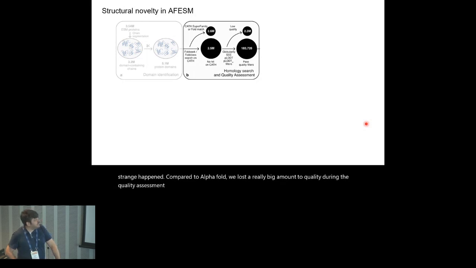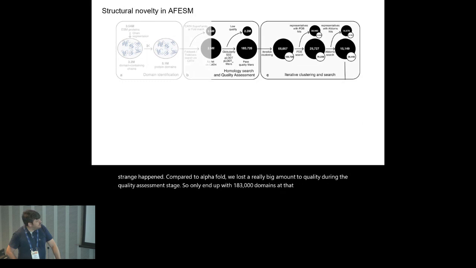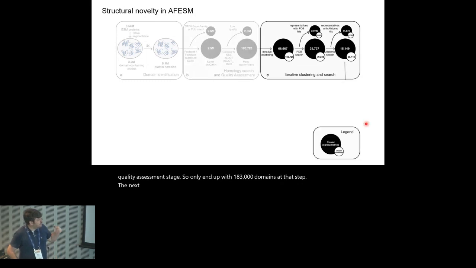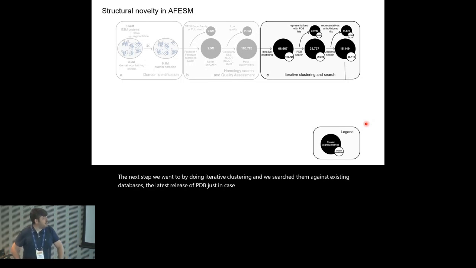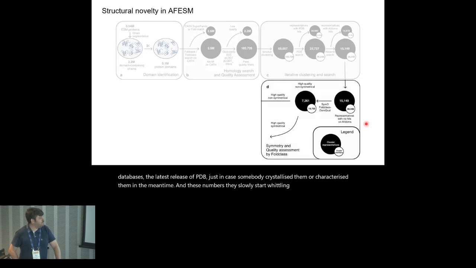So we only end up with 183,000 domains at that step. The next step: we did iterative clustering, and we searched them against existing databases, the latest release of PDB, just in case somebody crystallized them or characterized them in the meantime. And these numbers slowly start whittling down as we go.